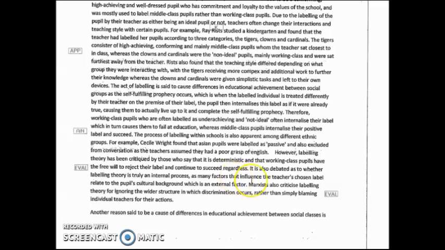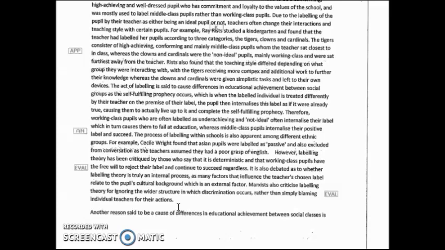Okay. And then, this is what I love, she didn't just evaluate, she double whammies the evaluation. So we've got, however, labelling theory has been critiqued as being deterministic. It is also questionable whether it's truly an internal process, because is it the cultural background which is influencing it? She's then also got Marxists criticising it for ignoring the wider structure, such as capitalism, rather than simply blaming the individual teachers for their actions. So a really well-packed paragraph, and she does that quite a few times with her answer.